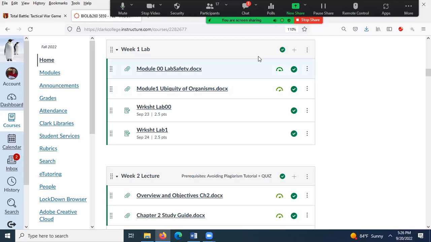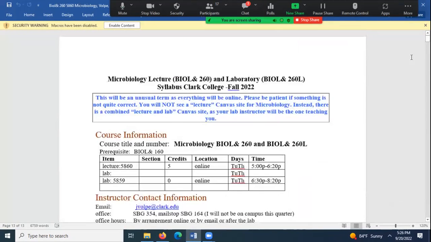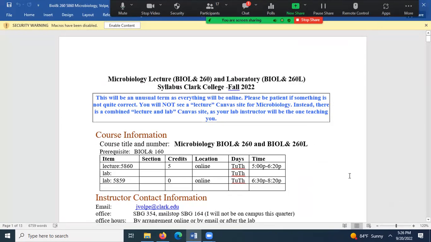All right. If you scroll down, you'll come to the week 1 lab, and we will talk about that when we have the lab. All right, let's move to the syllabus. You can find the syllabus near the top of the Canvas webpage. There's the numbers for the class. And actually, the lab class, although it's 0 credits, is the important one because this is where you will be graded for the class.